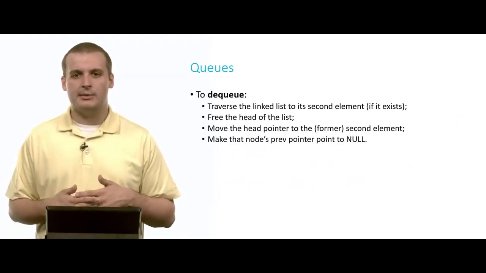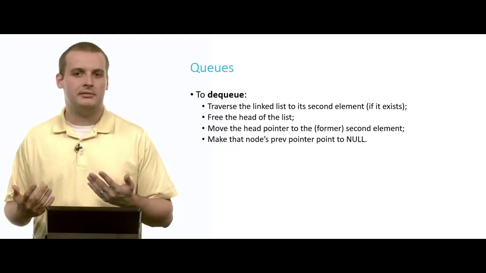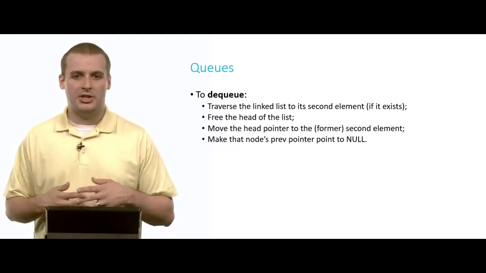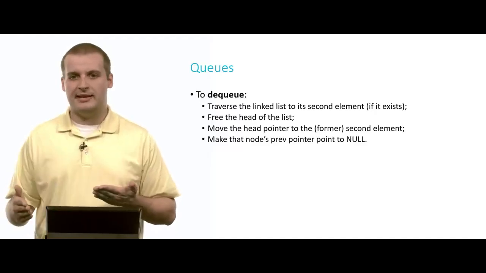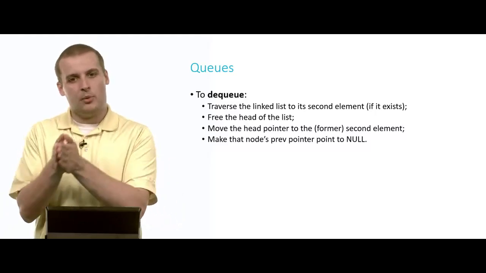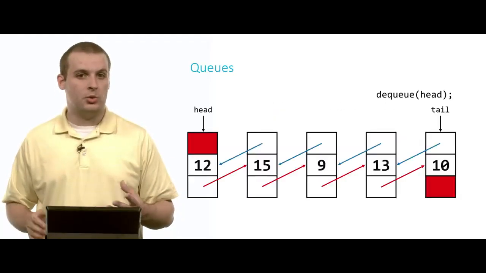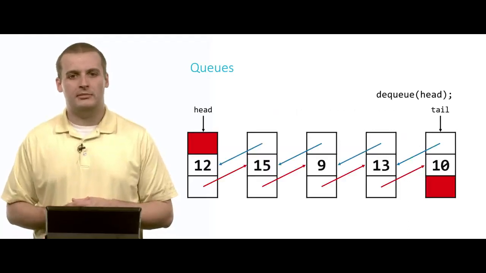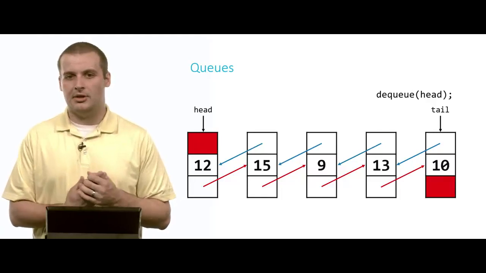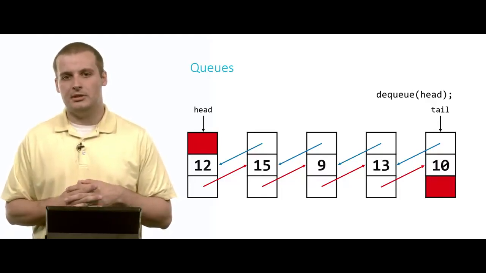Dequeuing is actually very similar to popping from a stack that is implemented as a linked list. If you've seen the stacks video, all we need to do is start at the beginning, find the second element, free the first element, and then move the head to point to the second element. Probably better to visualize it just to be extra clear about it. So here's our queue again. 12 is the oldest element in our queue, the head. 10 is the newest element in our queue, our tail.